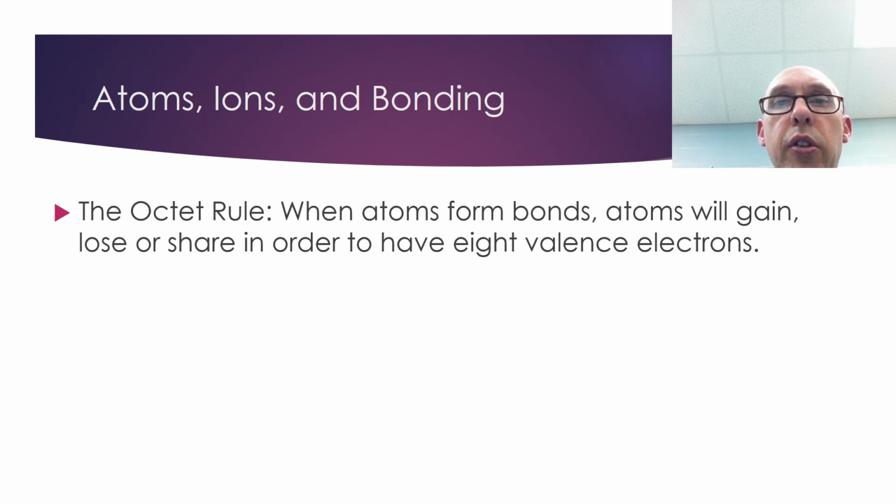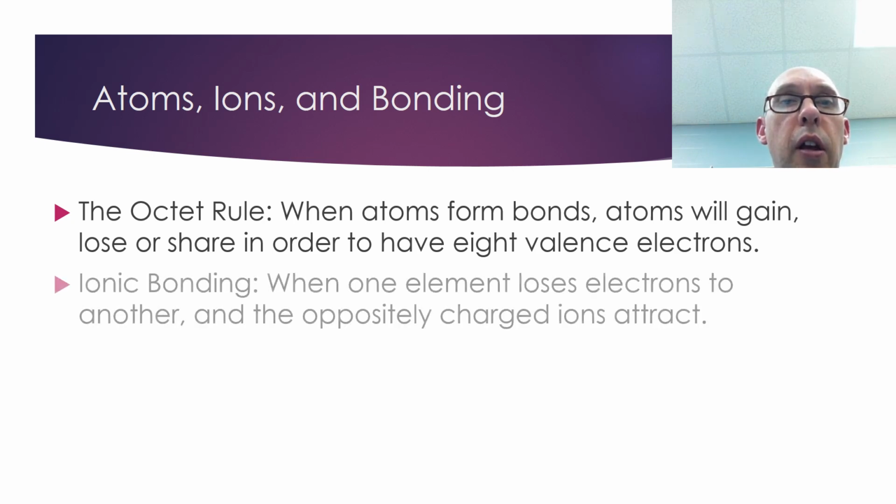The octet rule says that when atoms form bonds, atoms will gain, lose, or share electrons in order to have 8 valence electrons. And valence electrons were defined in our video on drawing Lewis dot diagrams. They're the electrons in the outermost energy level. There are two kinds of bonding we're going to look at in grade 10. The first is ionic bonding.